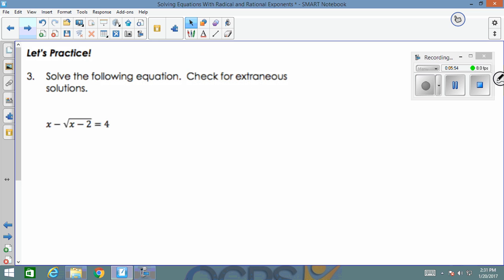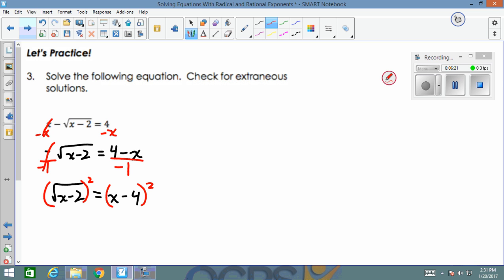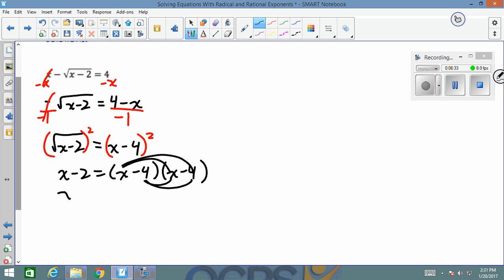Okay. Move everything that's on the outside to the other side. So we can subtract x. We get negative square root of x minus 2 equals 4 minus x. Divide both sides by negative 1. So we get the square root of x minus 2 equals x minus 4. Okay, now we can square both sides. So we get x minus 2 equals x minus 4 times x minus 4. Okay, go ahead and do your FOIL.